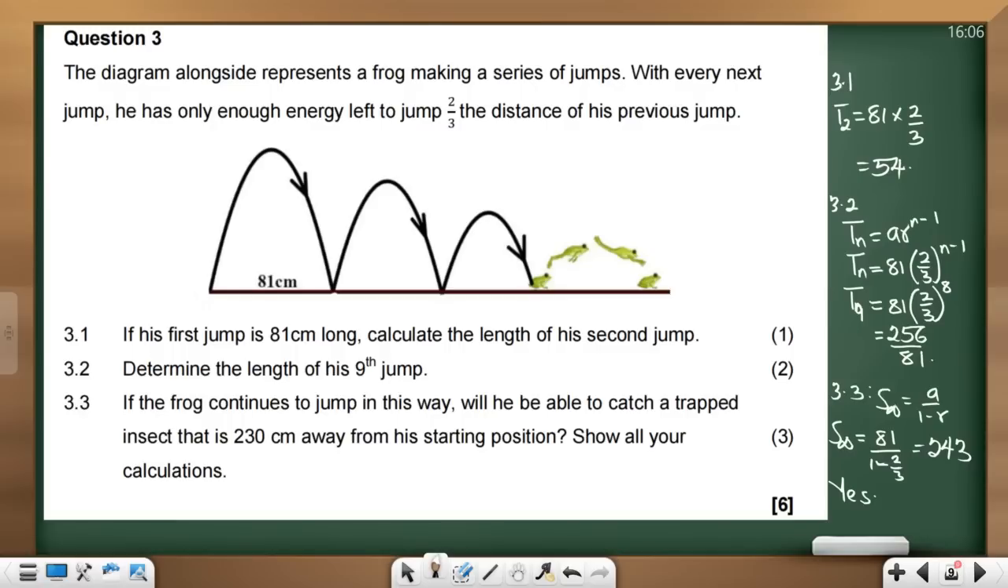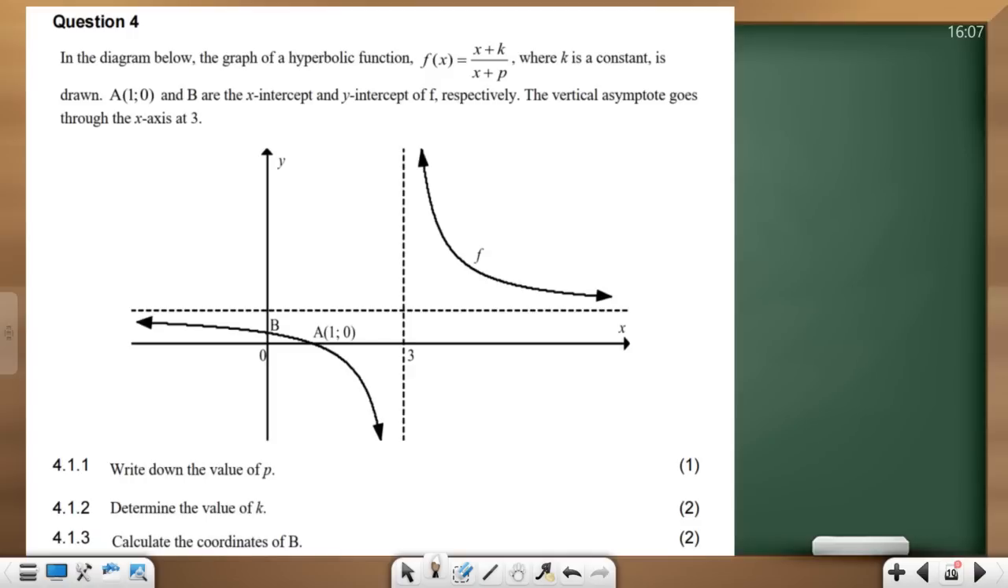If he continues, it talks about indefinite jumps until he stops. Okay, we move on to question number 4. All right, we're moving quickly. We are on question 4.